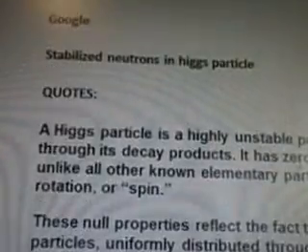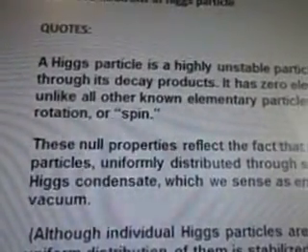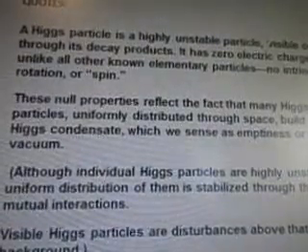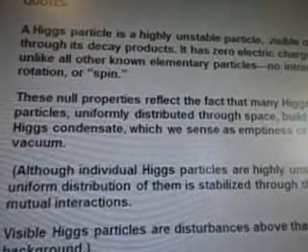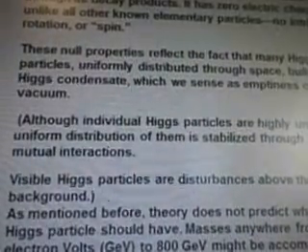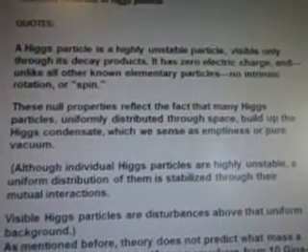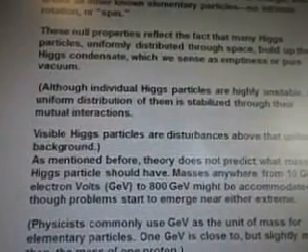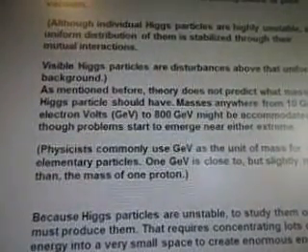So I'm going to Google it, and up comes a quote. A Higgs particle is a highly unstable particle, visible only through its decay products. It has zero electric charge, and unlike all other known elementary particles, no intrinsic rotation or spin. These null properties reflect the fact that many Higgs particles, uniformly distributed through space, build up the Higgs condensate, which we sense as emptiness or pure vacuum. Although individual Higgs particles are highly unstable, a uniform distribution of them is stabilized through their mutual interactions. Visible Higgs particles are disturbances above that uniform background.